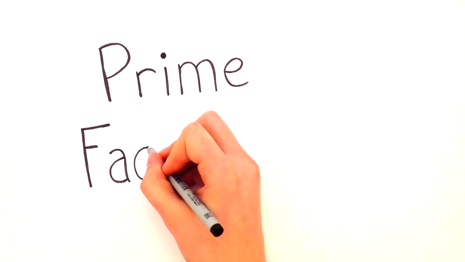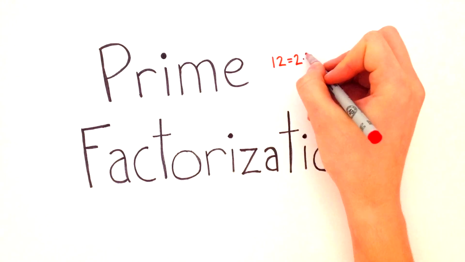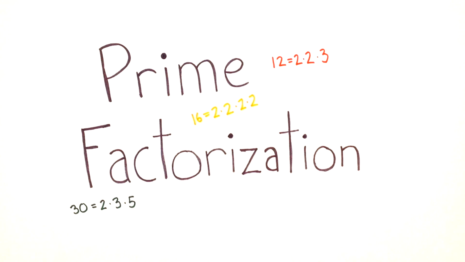Prime factorization is the process of rewriting any number as the product of prime numbers. Essentially, this means taking a number and separating it into as many equal groups as possible.